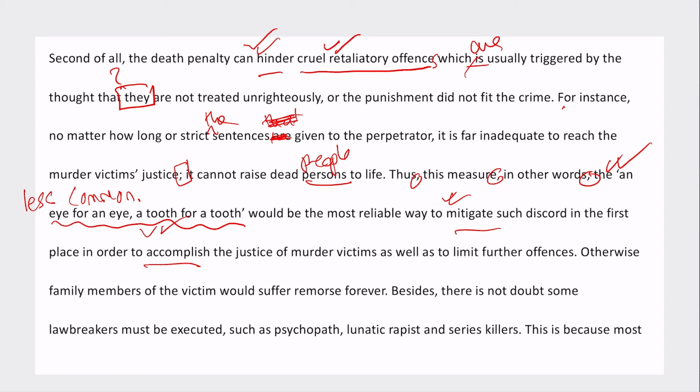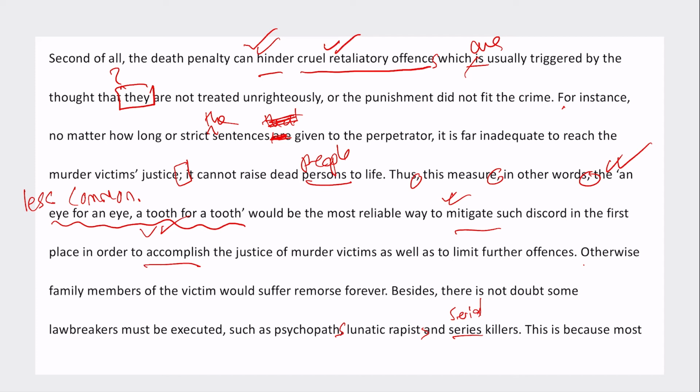They're talking about the fact that sentences can't always bring justice for a family, and so maybe the only way to bring some kind of justice is for execution. Otherwise, family members of the victim would suffer remorse forever. Besides, there is no doubt some lawbreakers must be executed, such as psychopaths, lunatic rapists, and serial killers.